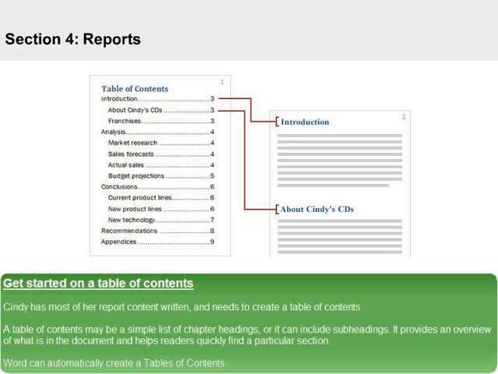Cindy has most of her report content written, and needs to create a table of contents. A table of contents may be a simple list of chapter headings, or it can include subheadings. It provides an overview of what is in the document and helps readers quickly find a particular section. Word can automatically create tables of contents.